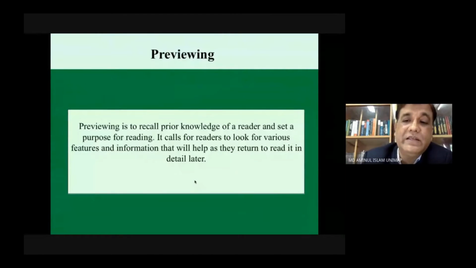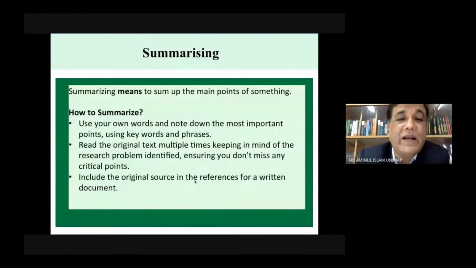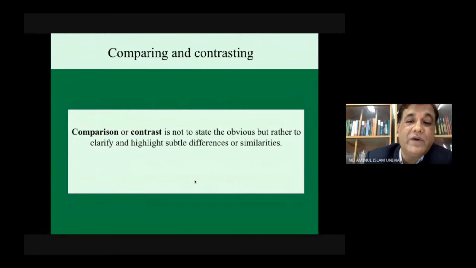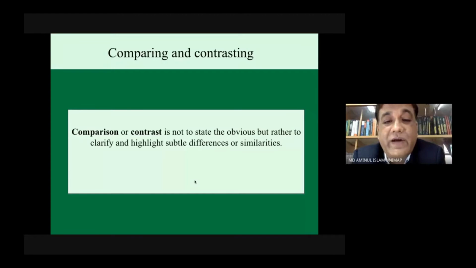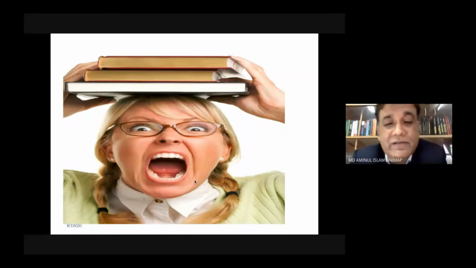So what does it mean by preview? I said you are reading for the sake of reading. This is annotating. Basically, you are just putting underlines and all that. So you are having a close reading of the paper. And then summarizing, basically, you are just summing up the main points that you would like to take in your research. And then you are comparing and contrasting when you have more than one. So basically, you are going to clarify and highlight the subtle differences and similarities between or among the papers that you are reading.